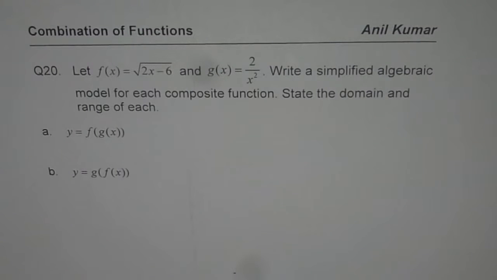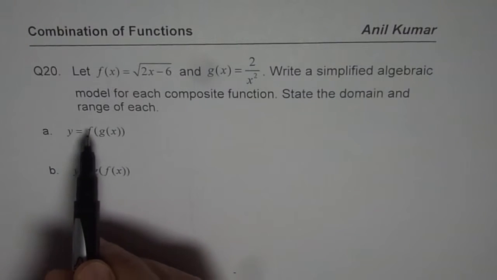I'm Anil Kumar, and here is question number 20 from previous test paper on combination of functions. Let f of x equals square root of 2x minus 6 and g of x equals 2 over x squared. Write a simplified algebraic model for each composition function. State the domain and range of each.